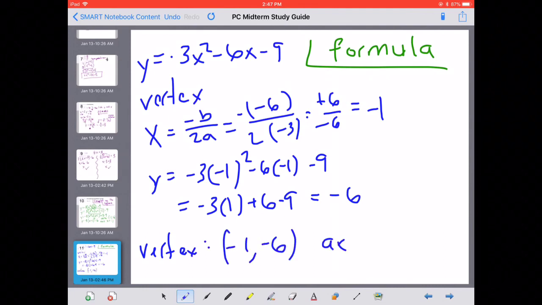And then just like over there, our axis of symmetry is x. It's always that vertical line, and we steal our x value from our vertex. So x equals negative 1 is that axis of symmetry.